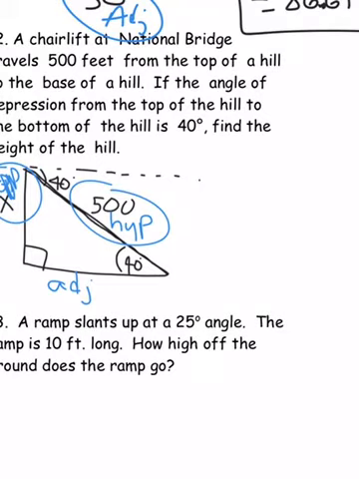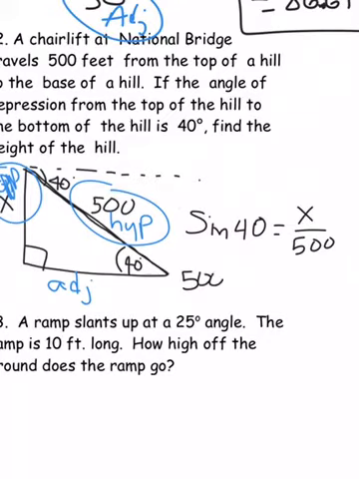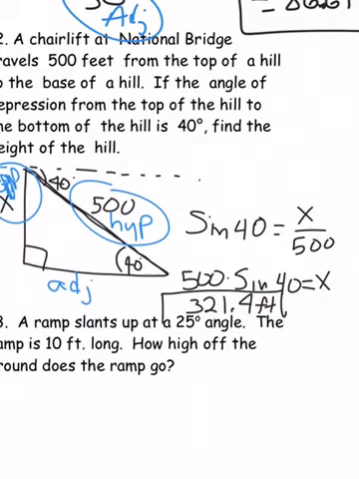So let me move over here. Opposite and hypotenuse is sine. So sine of 40 degrees equals the opposite x over the hypotenuse 500. 500 times sine of 40 equals 321.4 feet. And that's the height of the hill.